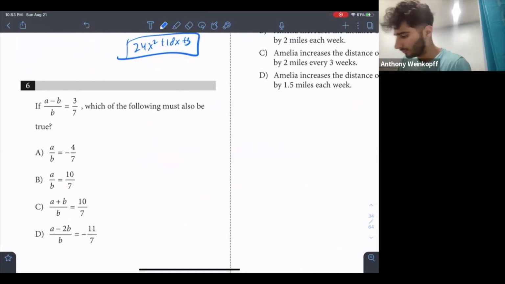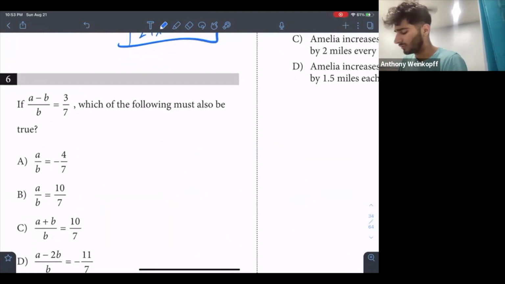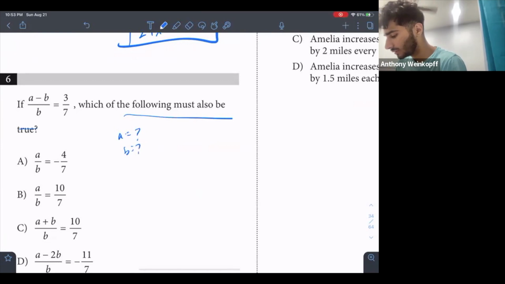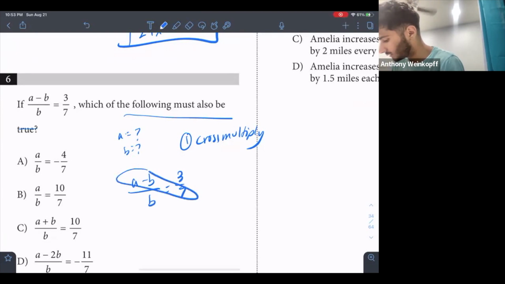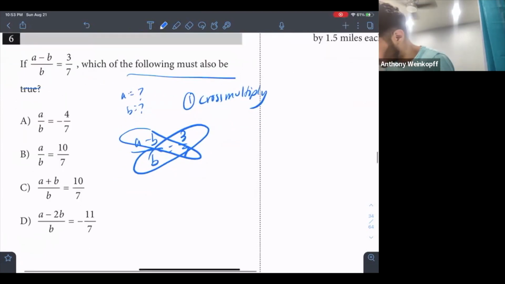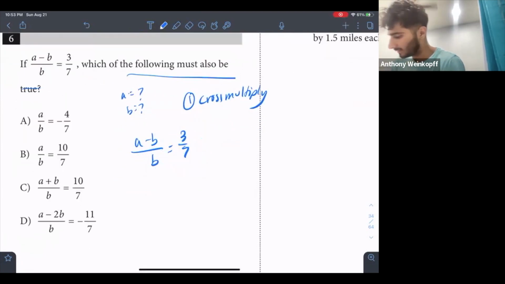Question 6. If (a minus b) over b is equal to 3 over 7, which of the following also must be true? So you're trying to find out what a and b equal. What we can do is cross multiply, because they're in proportion. So (a minus b) over b is equal to 3 over 7. You don't even have to cross multiply. You can do b is equal to 7, because it just gives you the direct value.